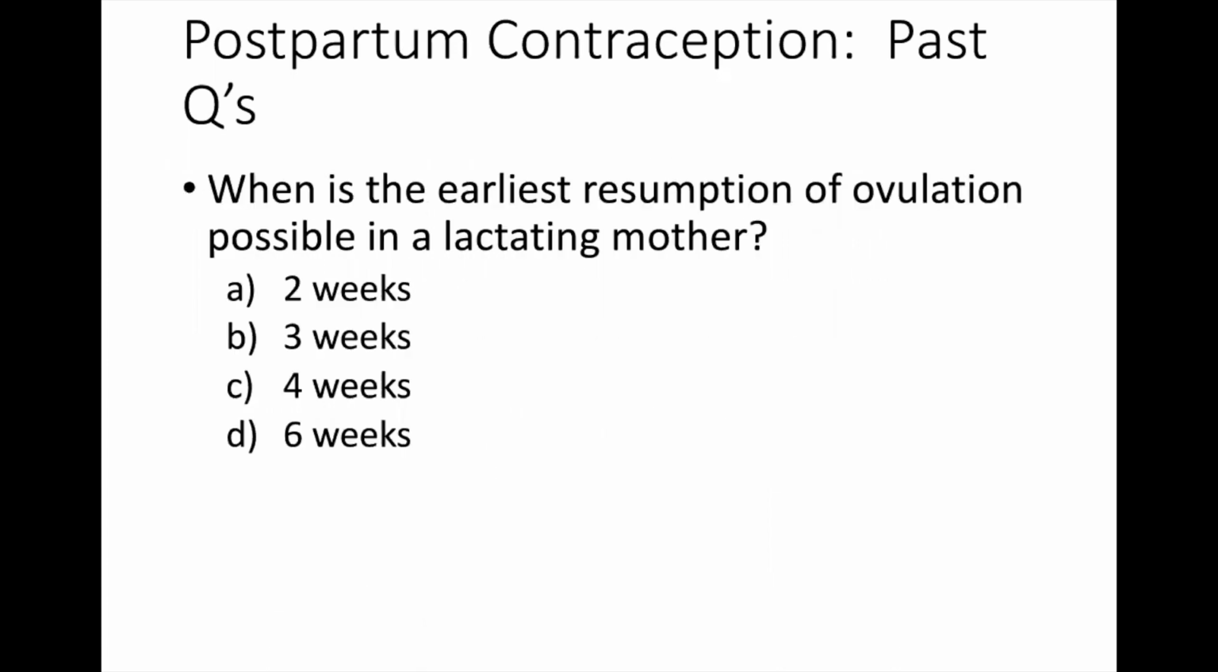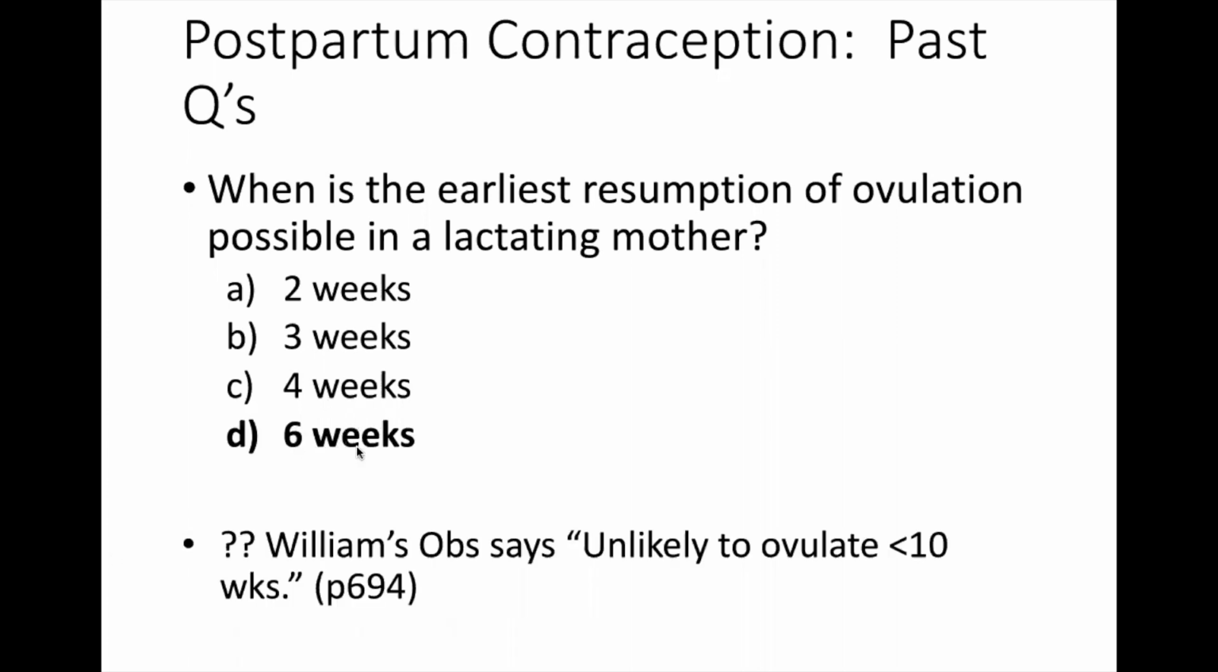Postpartum contraception, when is the earliest resumption of ovulation? Here, answer 6 weeks because that is the earliest. In Williams, ovulation doesn't resume before 10 weeks.